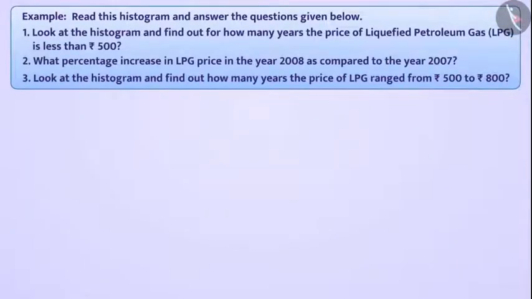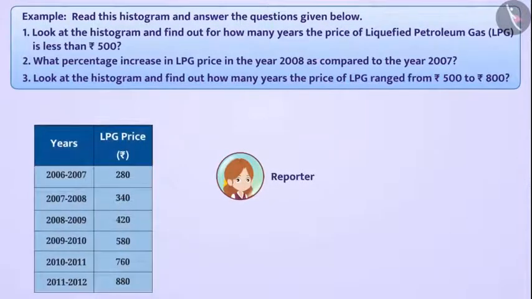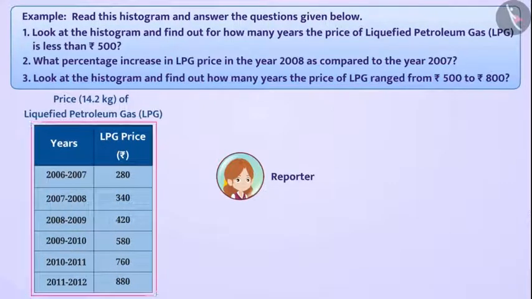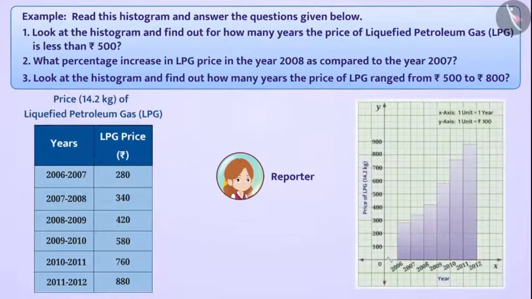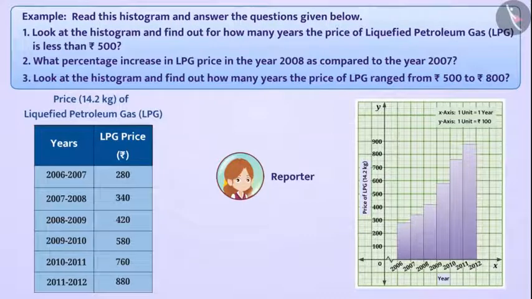Next example, Shruti is a reporter. To publish the news in the newspaper, Shruti studied the change in the price of 14.2 kg of liquefied petroleum gas, that is LPG, from the year 2006 to 2012. The information received was represented as a histogram and printed in the newspaper. Now, read this histogram and answer the questions below.